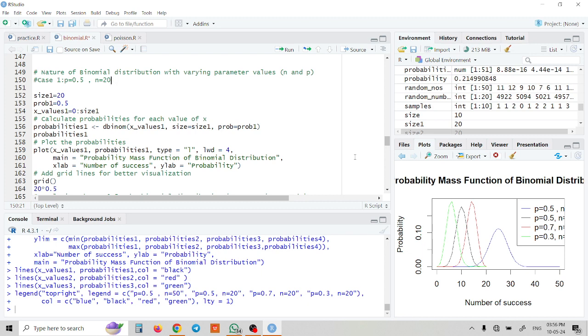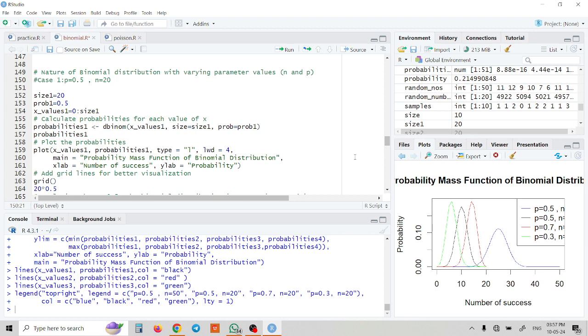In this video, I will be showing you the nature of binomial distribution with varying parameter values. Parameters are n and p. We already know, right? What is n? N is the number of trials in the experiment. P is the probability of success.